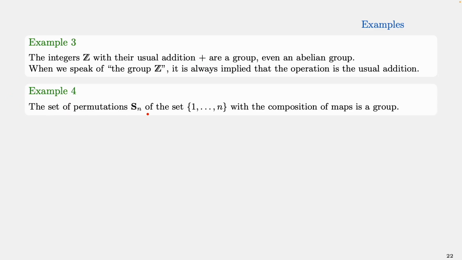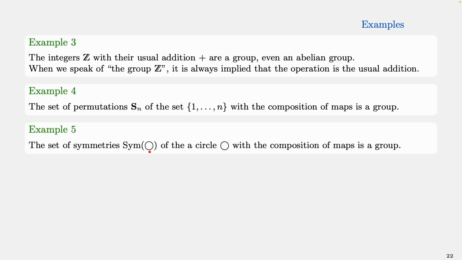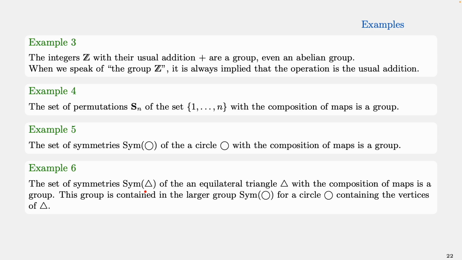Example 4, our permutations Sn of the set of numbers 1 to n with the composition of maps is a group. And as we saw, for n greater or equal 3, this group is not abelian because not all permutations commute with one another. The symmetries of the circle with the composition of maps is a group. Again, not an abelian group. And the symmetries of the equilateral triangle with the composition of maps is a group.